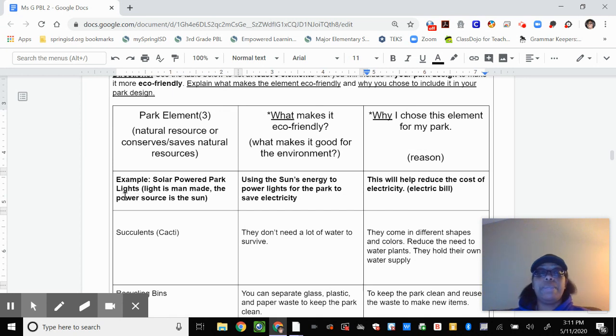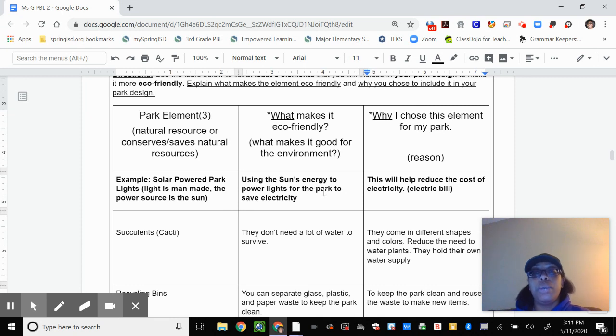The PBL came with an example of solar-powered park lights, but I added this because it could be a little bit tricky. The light itself is made by man, but the power is the sun. Okay, so the solar power stores up the sun's energy. What makes it eco-friendly is exactly that. The sun's energy is stored in the solar panels in order to power the light.